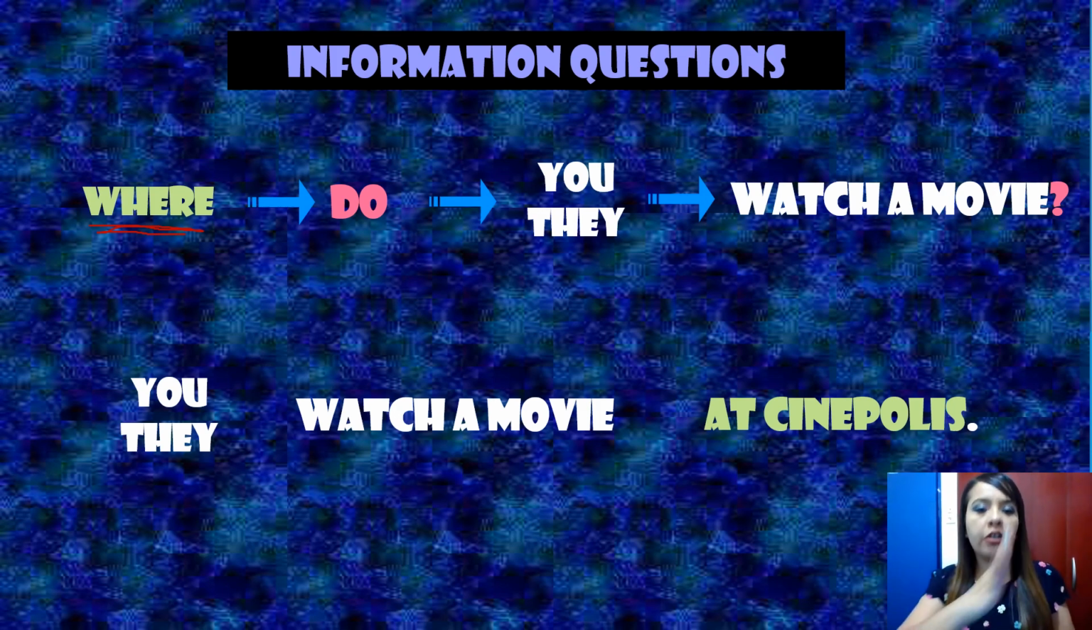After where, we're going to continue with the same order of the yes-no questions. Do, then the subject, then the main verb in simple form, and then the complement. And how do we answer? We don't say yes or no. We're gonna say, for example, you watch a movie at Cinepolis. So as you can see, where disappears, do disappears, and we give the information asked here.